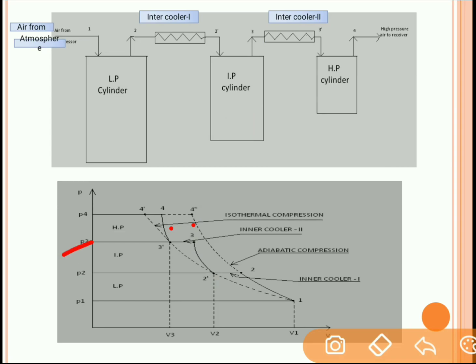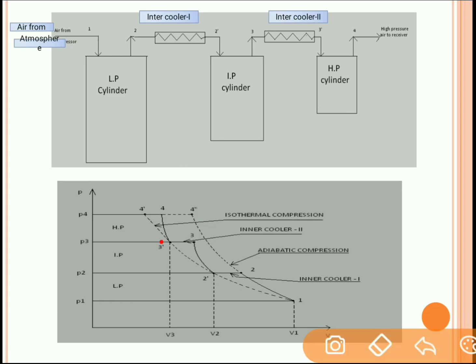Also, the main function of the intercooler is to reduce the temperature of the air at the exit. Now why are we reducing the temperature? Because as temperature reduces, it causes density to increase. It means what? We can handle more quantity of air at the exit of the compressor.